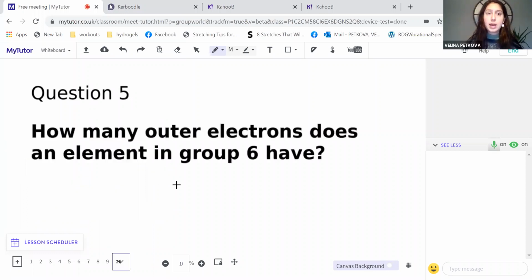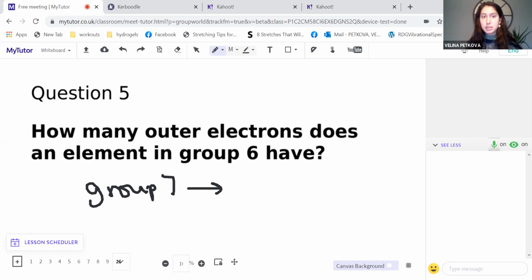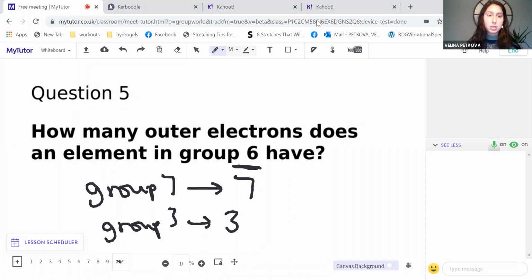So then we had how many outer electrons does an element in group 6 have? Brilliant. It is 6 because the group number tells us how many electrons it has in its outer shell. So if we want group 7, how many electrons does that have in its outer shell? We would say 7. Group 3 would have 3 electrons in its outer shell. So the group number tells you the number of electrons in the outer shell.